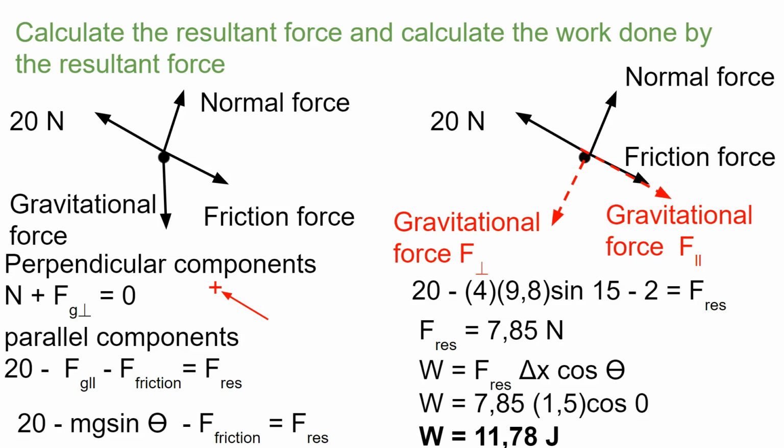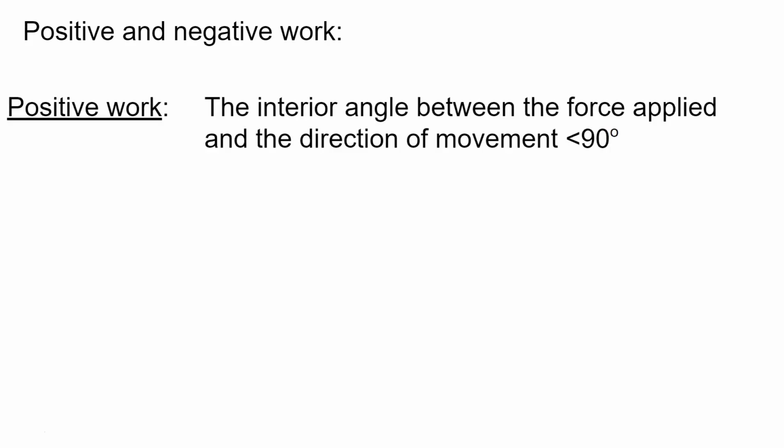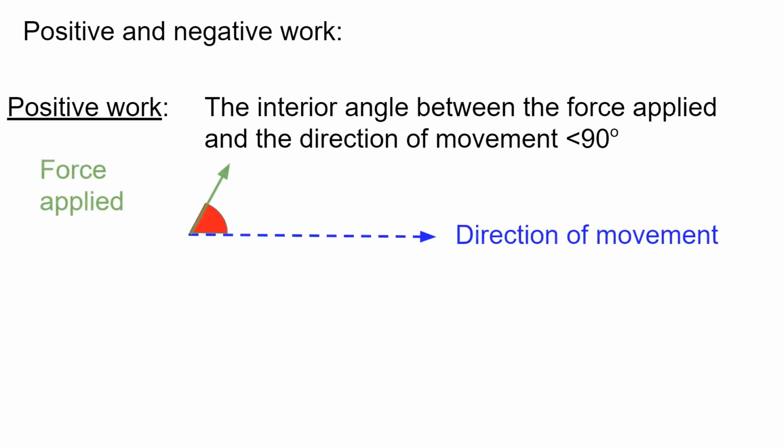Now, I've referred before to positive and negative work, but let's just quickly summarize what that actually means. I do positive work when the interior angle between the force applied and the direction of movement is less than 90 degrees. What do I mean by that? If this is my direction of motion, and this is the force applied, and this force applied can be at any angle, then you see there's this angle between these two, and then there's the outside angle. I call the smallest angle the interior angle.